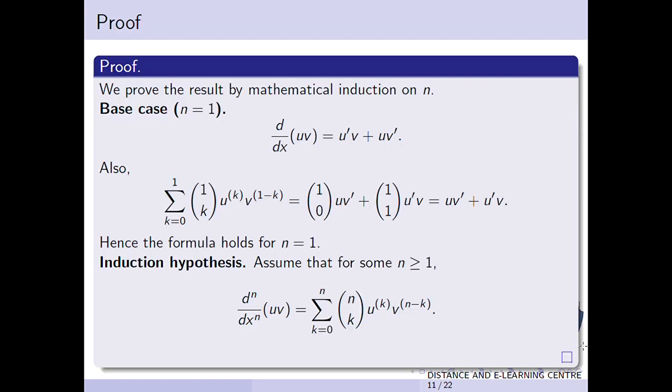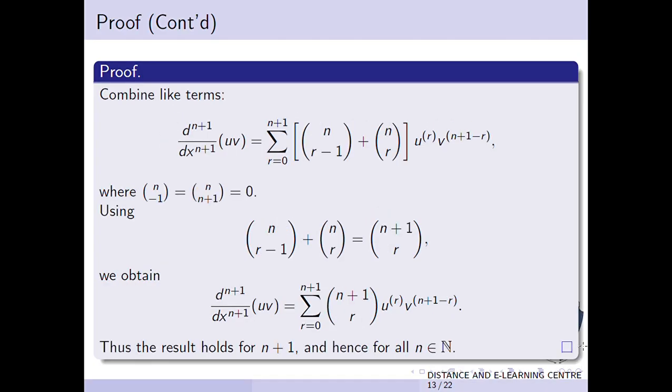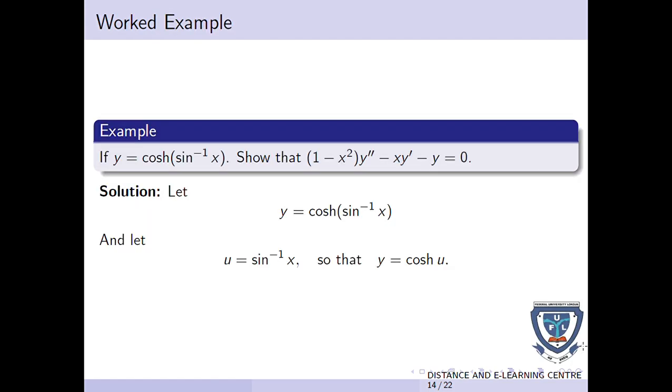Now, we can show the proof by using mathematical induction, which is what we have done here. You know the thought process for the principle of mathematical induction. When you apply it carefully here and do the differentiation side by side, you're going to confirm that the result holds for n plus 1 and hence for all n in the set of natural numbers. Let's look at some worked examples.